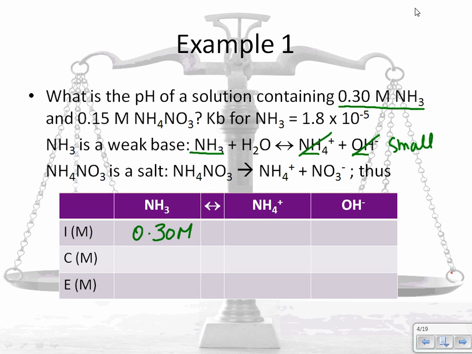Now let's look at your salt. So this ammonium nitrate. You know it's a salt and it will completely dissociate. So if I have 0.15 molar of that, I get 0.15 molar of that, and 0.15 molar of that, because it's a 1-to-1 ratio, and 100% of these molecules will separate into its ions. So for this buffer solution, I'm starting off with that concentration of my ammonium ion.